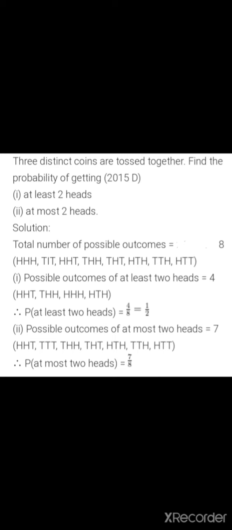If you check the 8 outcomes, except 1, all the remaining satisfy these conditions. That is HHH. So except that HHH, all remaining outcomes have 2 or 0 or 1 heads. So total favorable outcomes here are 7 and total outcomes 8. So 7 by 8 is the probability.